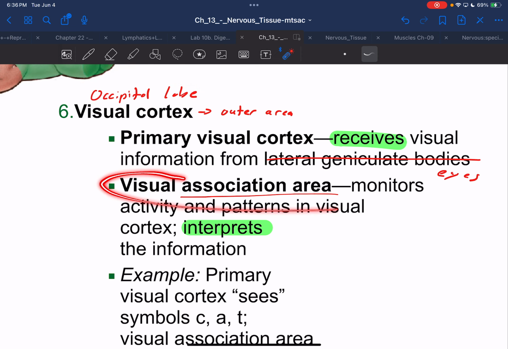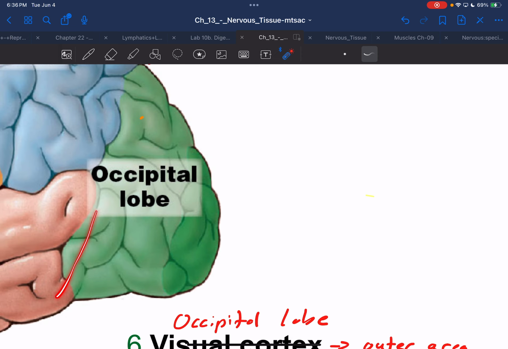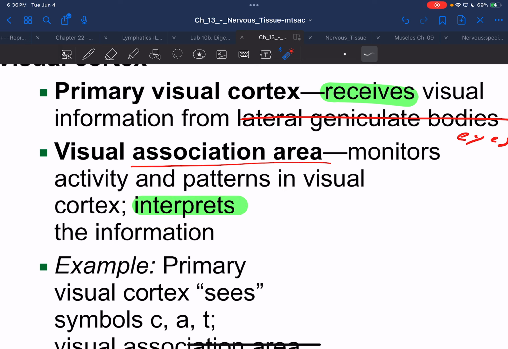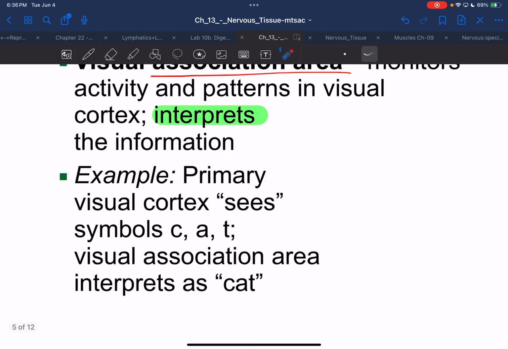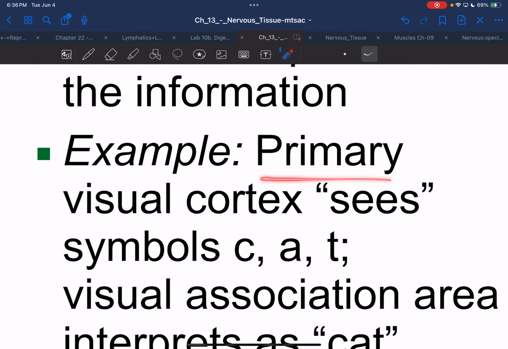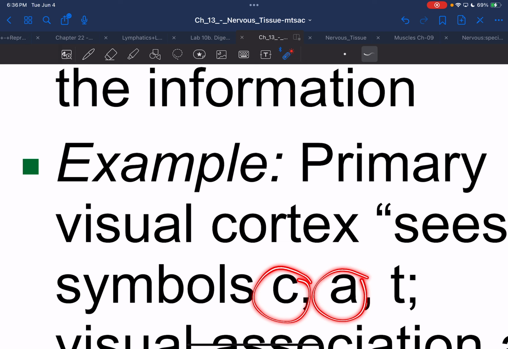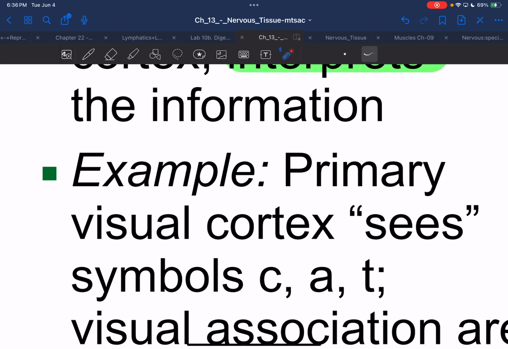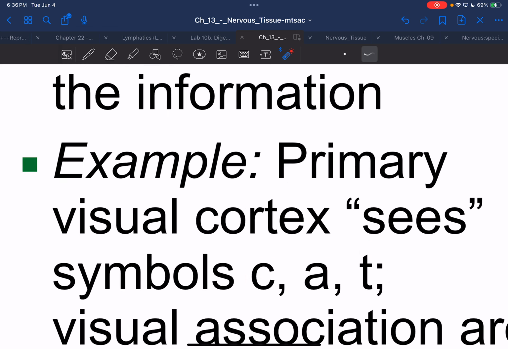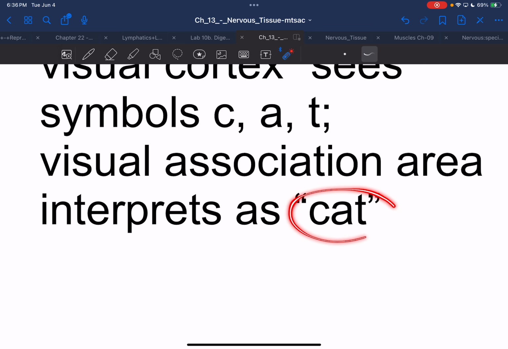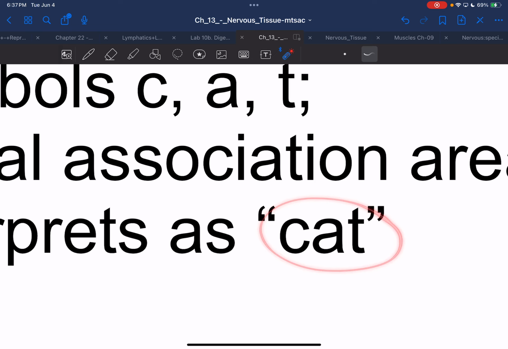The visual association area in this occipital lobe doesn't receive, but it processes, it interprets what you're seeing. What's the difference between receiving and processing? If you're looking at a presentation board, like right now, you're seeing the letters C-A-T. That's it, just letters C-A-T. What does it mean to interpret it? What happens when you put this word together? Cat, right? And what's a cat supposed to be?